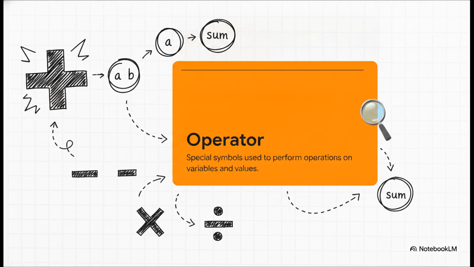Just to make sure we're all starting on the exact same page, what actually is an operator? Basically, it's a special symbol we use to perform operations on variables and values. Take a look at that example. int sum = a + b. See that plus sign? That is our operator. It takes the value of a, adds it to b, and spits out our sum. You can think of it as the verb in our programming sentence. It's what makes the action happen.